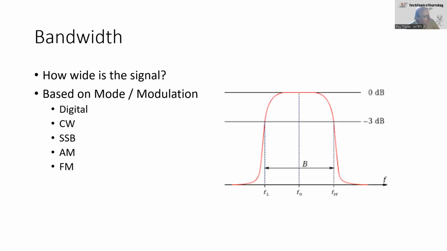So the first thing we have to consider is the bandwidth of your signal. That's basically how wide your signal is. Typically the bandwidth is determined by the -3 dB point. You take a look at this signal, it's this high, you go down 3 dB and you measure from here to here, and that's how wide your signal is, or your bandwidth.